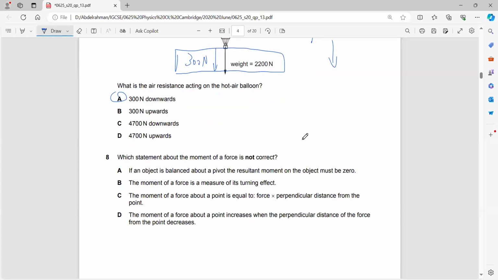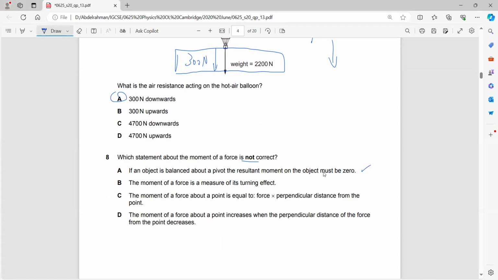Which statement about the moment of a force is not correct? If an object is balanced about a pivot, the resultant moment on the object must be zero. Okay, this is correct. We want the wrong answer. So this is correct.